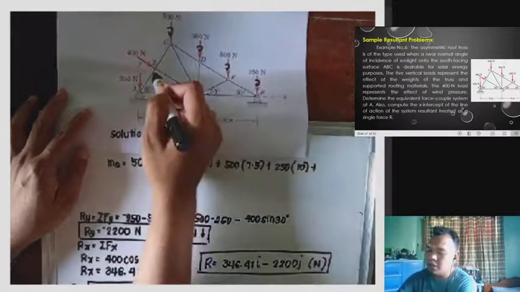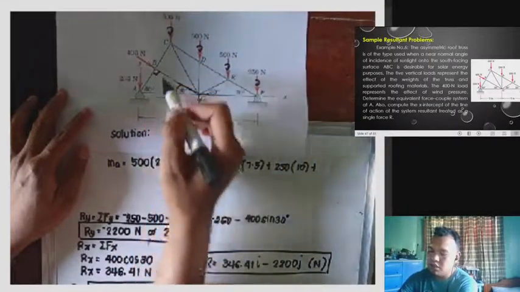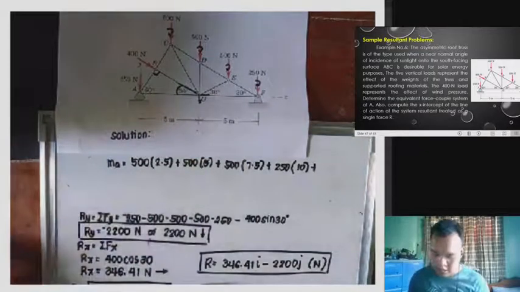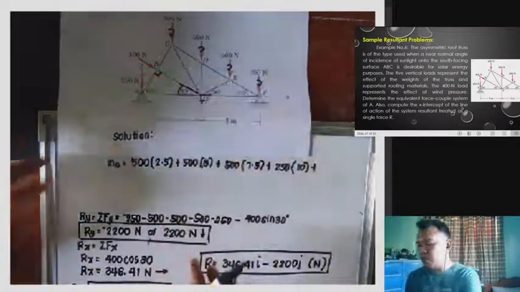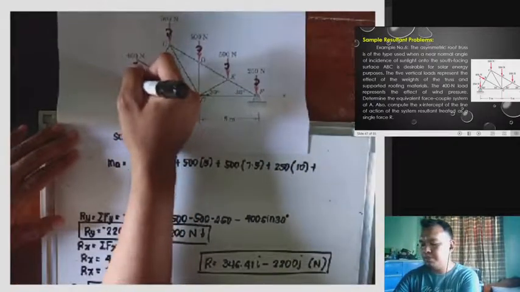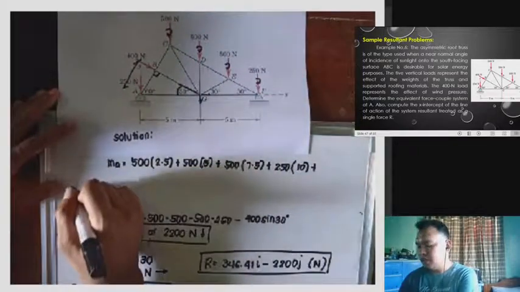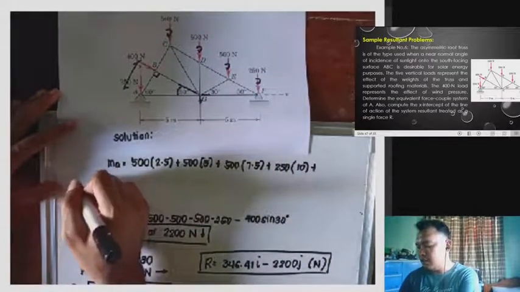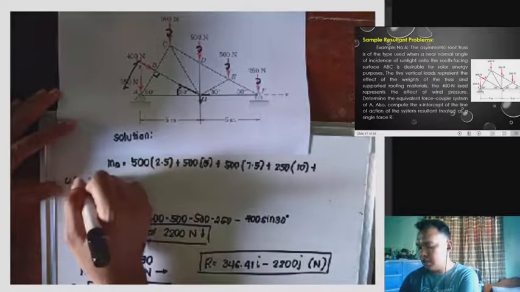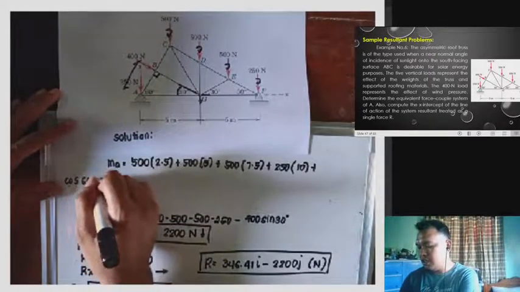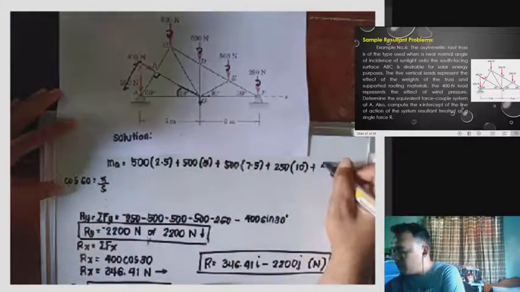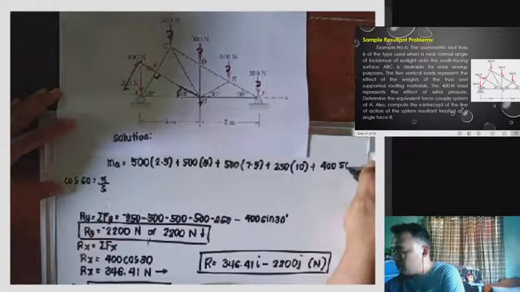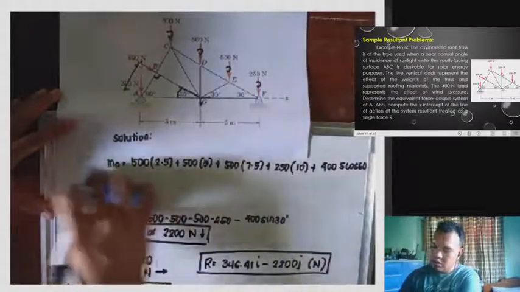So, 90 degrees naman po ito. 90 degrees. So, pwede natin makuha yan as 60 plus 30 plus 90. So, 180. So, 90 degrees po siya. So, para makuha po yung value na to, we have here sine, cosine. Cosine 60 is adjacent x all over hypotenuse, which is 5. So, we have here 400 times 5 cosine 60. So, lalabas yung MA.